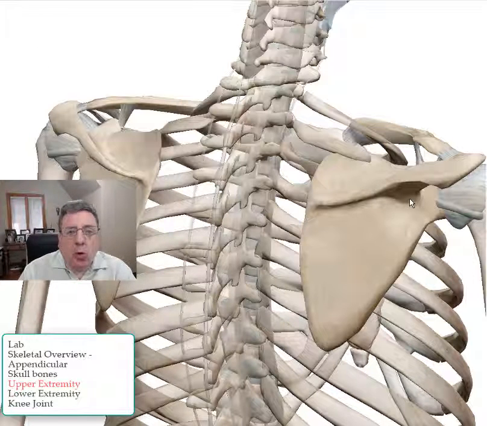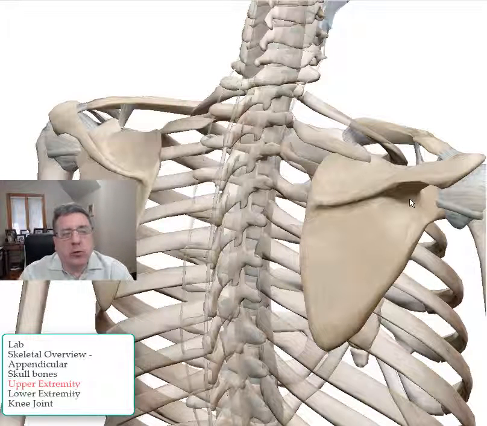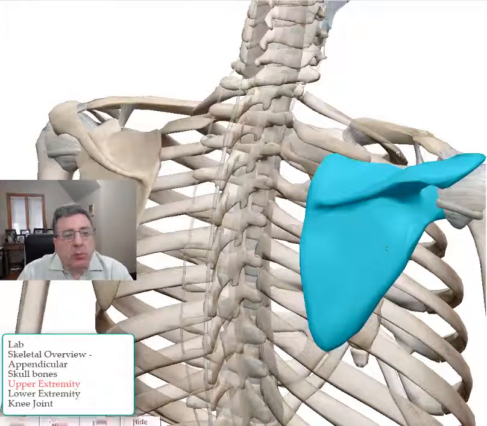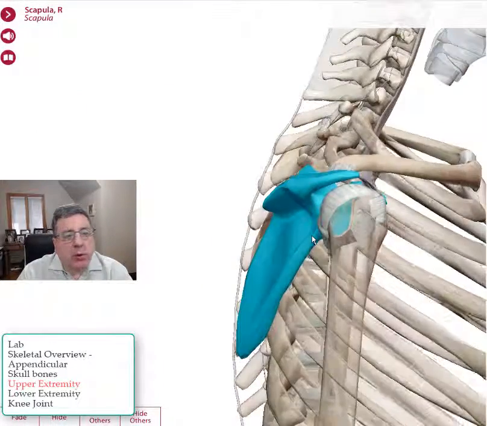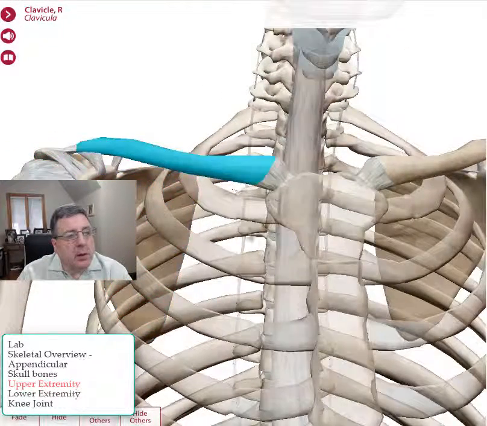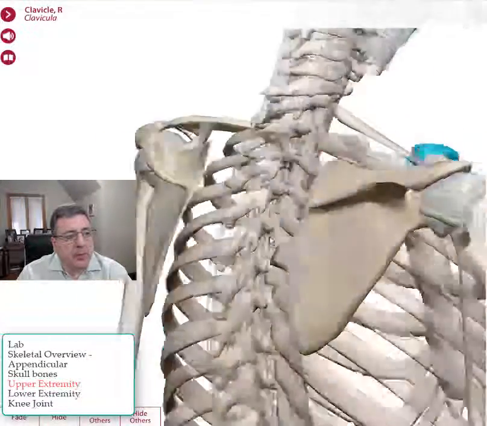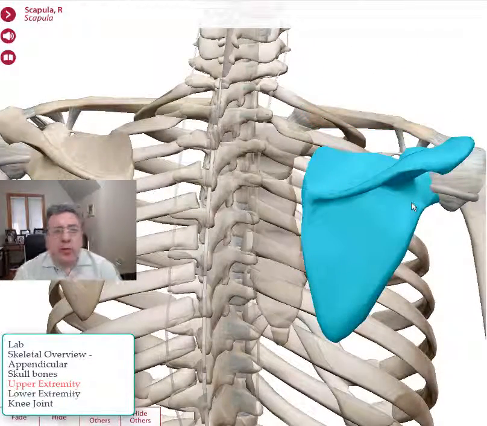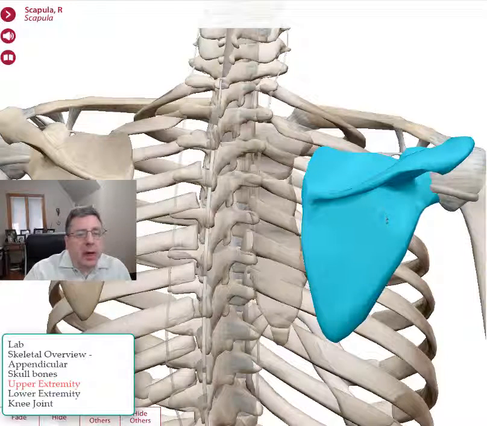So the pectoral or shoulder girdle is going to consist of two bones, actually four, two on each side. That's going to be the scapula posteriorly, and then this is going to be the clavicle anteriorly on this one. So for the first thing, we're going to go through the individual parts of the scapula.